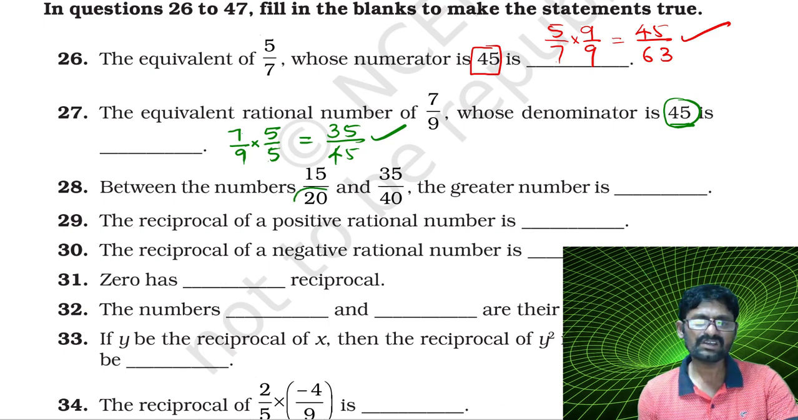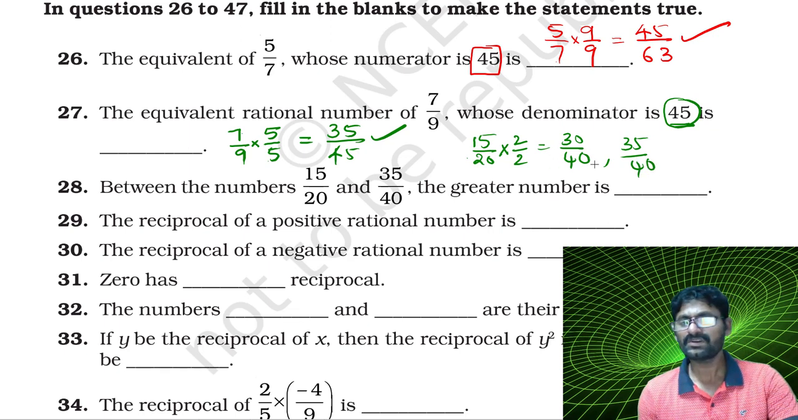For that we need to observe the denominators, 20 and 40. We need to equalize these denominators. Simply multiply 20 by 2 so that the denominator is 40. So take 15 by 20, multiply numerator and denominator by 2. 15 into 2 is 30, divided by 40. The other number is 35 by 40. Now the denominators are equal.